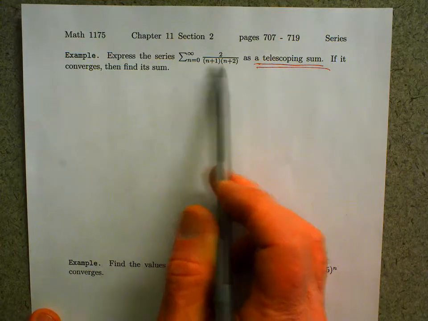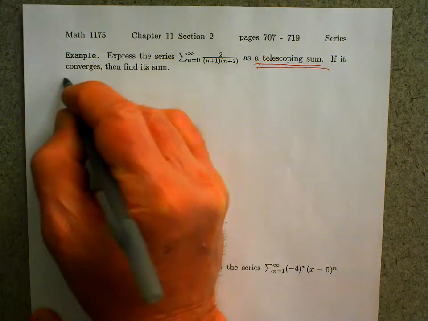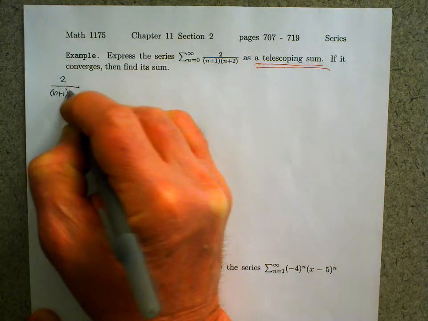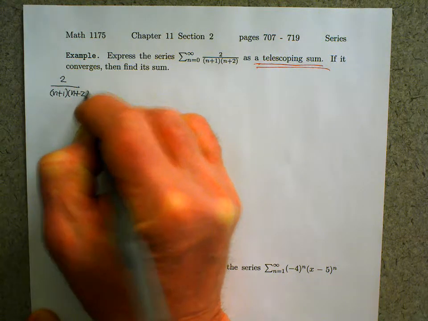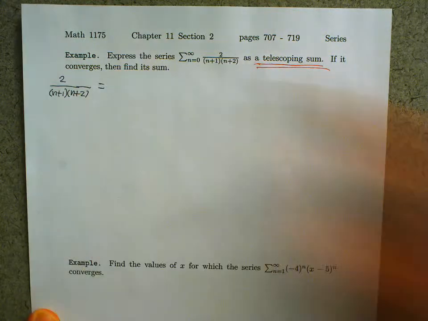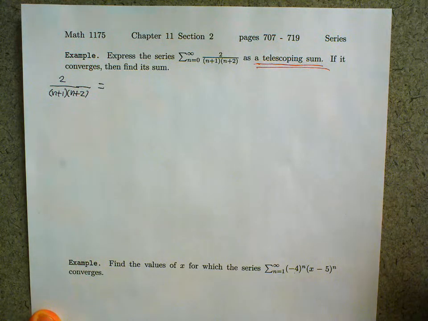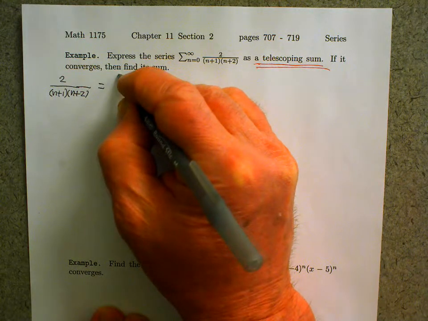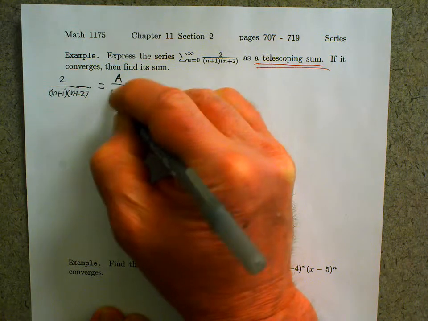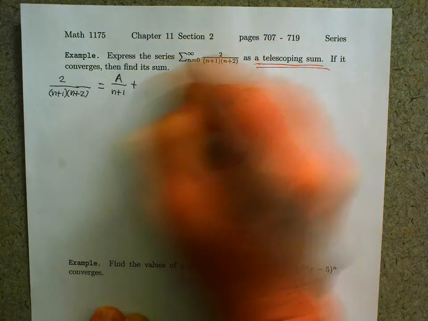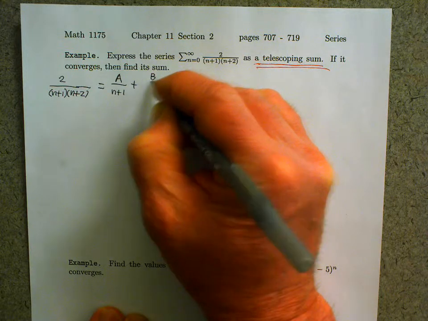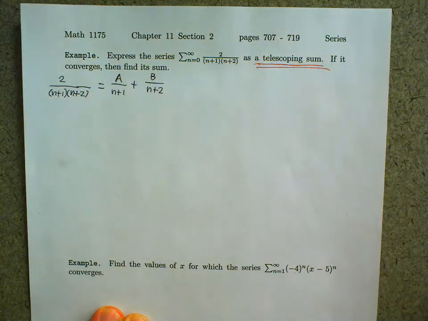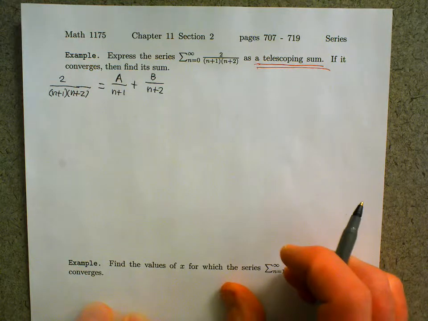So we'll do that here. 2 over n plus 1 times n plus 2. According to what we learned using partial fractions, this is equal to some number a over n plus 1 plus some number b over n plus 2. And we want to find the values of a and b.